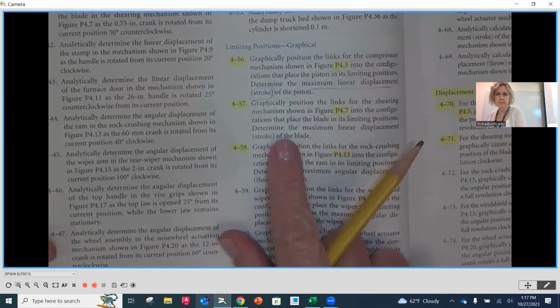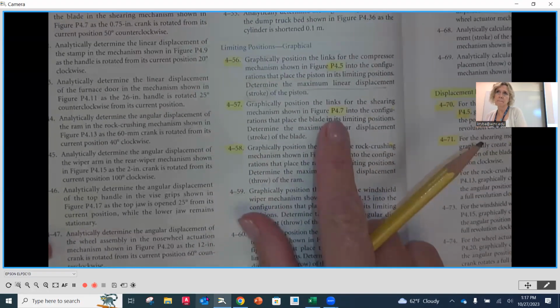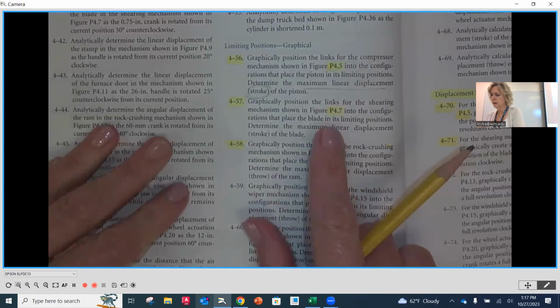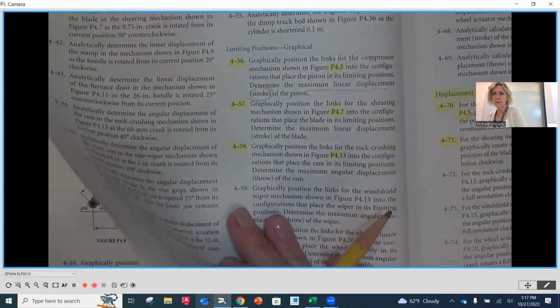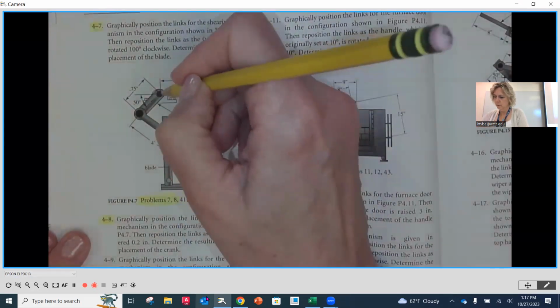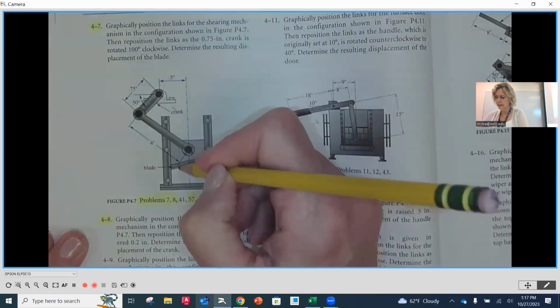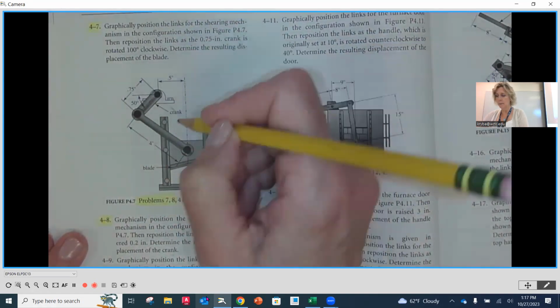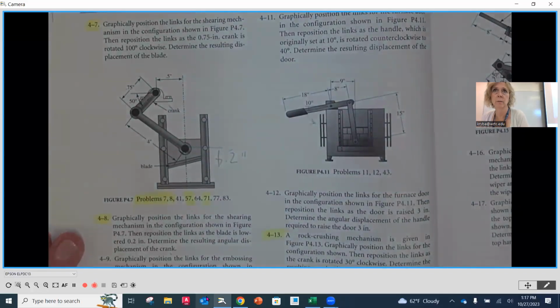Then for number 57, you're going to do that very same thing for the offset slider. That is that shearing mechanism. You want to find out what's the stroke of that. We're going to put it in its limiting positions. We're going to push this so it's inline, inline, inline, and then our blade is all the way down. And then we're going to do the overlap and it's going to be all the way up. And what's the difference between those two?